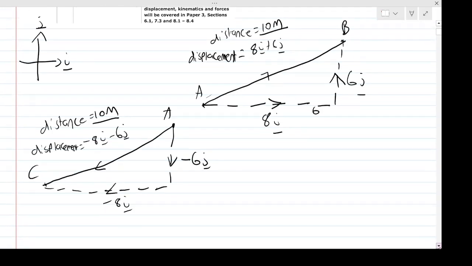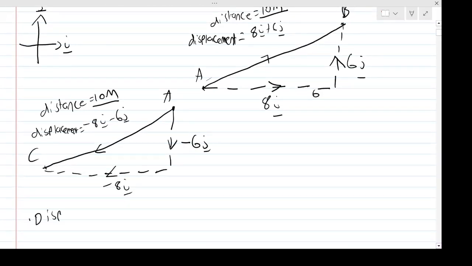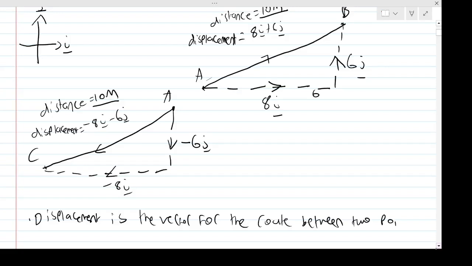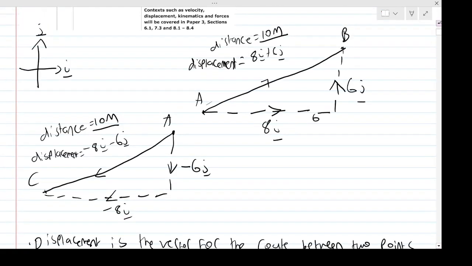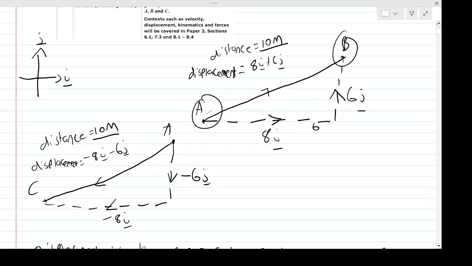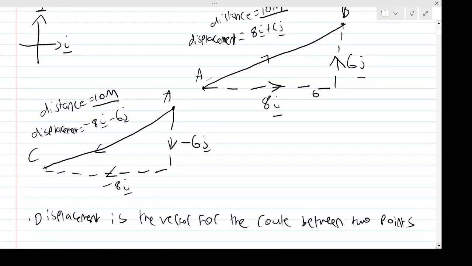Right. So if I was to summarize this then, displacement is the vector for, how should I word it? Displacement is the vector for the, I guess, route between 2 points. So what I mean by route is from point A to point B. The route is how do I get from point A to point B, okay? So in other words, it tells us how to get from point A to point B.